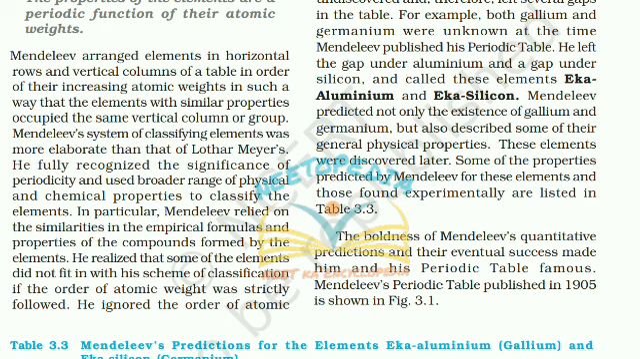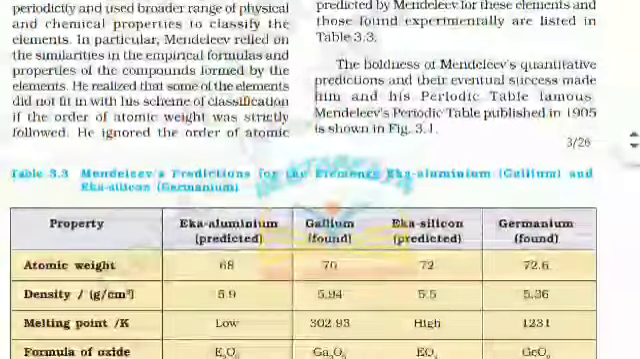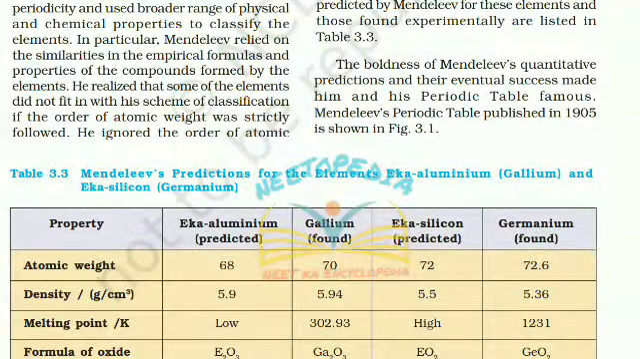Some of the properties predicted by Mendeleev for these elements and those found experimentally are listed in Table 3.3. The boldness of Mendeleev's quantitative predictions and their eventual success made him and his periodic table famous. Mendeleev's periodic table, published in 1905, is shown in Figure 3.1.